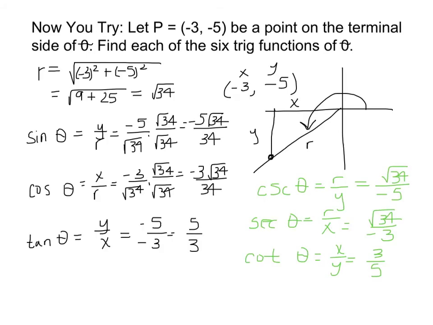Okay, checking our answers. I first found r, which was the square root of x squared plus y squared, and I got the square root of 34. Since it's not a perfect square, we're going to leave it, and we'll rationalize our denominators later. So I have sine of theta is y over r, cosine of theta is x over r, and both of those had denominators that needed to be rationalized. Then I had tangent of theta, which is y over x, and that came out to be 5/3.